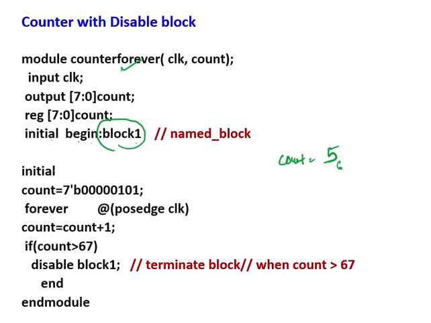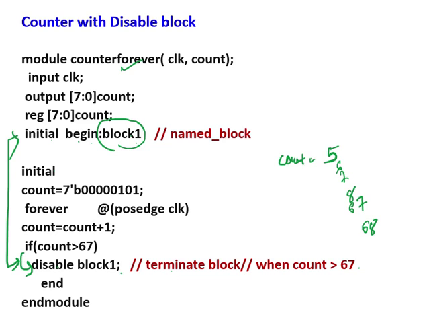So it will be 6, 7, 8. Then the condition will be checked. If count greater than 67, so it will count up to 67. Once it is 68, this condition fails. Then what will happen? It will come to this statement, disable block 1. Block 1 is this one. So this block will be disabled, it will exit from this block. It will terminate this block when count is greater than 67.